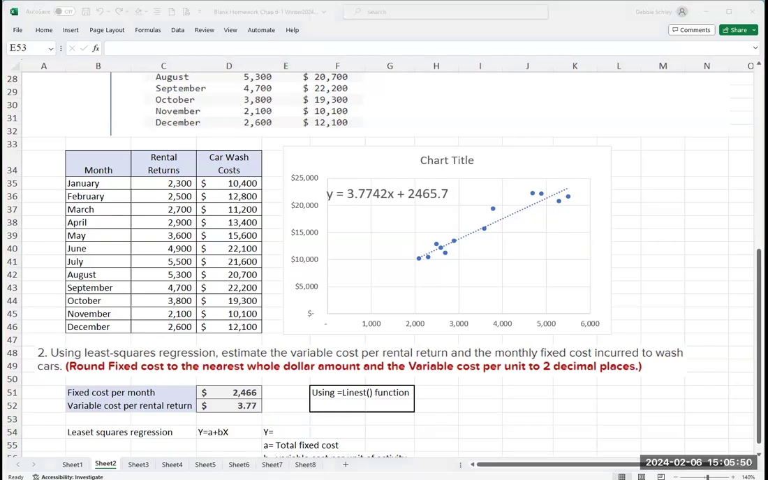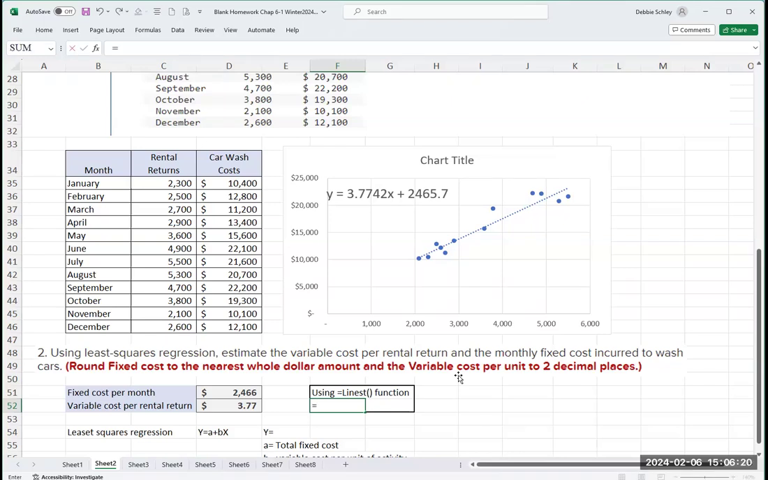One of the instructors showed us a way, if you're having trouble getting the equation to show on the chart for you, there is a function in Excel called LINEST. And I'm going to show you how to do that really quick. And this is the beginning of where there are multiple ways to get to the right answer. You use the one that makes sense to you.